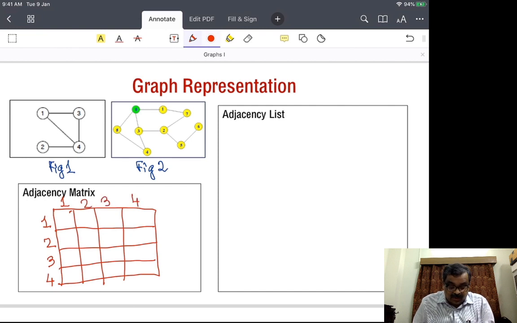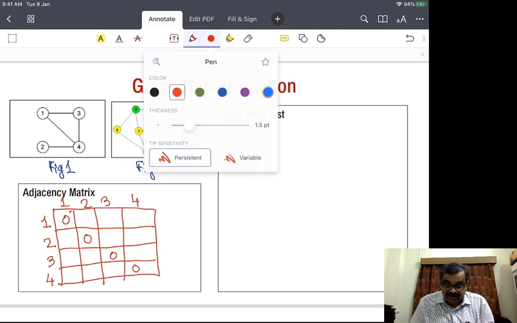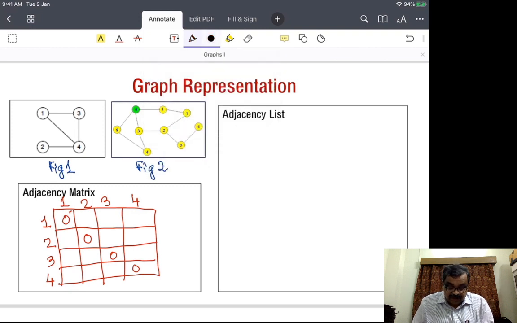Since there is no edge between 1 and 2, between 1 and 1 there is no edge, between 2 and 2 there is no edge, between 3 and 3 there is no edge. So if there is no edge, we mark with a 0. If there is an edge, we mark with a 1. So between 1 and 2 there is no edge, and therefore there is no edge between 2 and 1. There is an edge between 1 and 3, and being an undirected graph, there is an edge between 3 and 1. There is an edge between 3 and 4, and therefore there is an edge between 4 and 3.